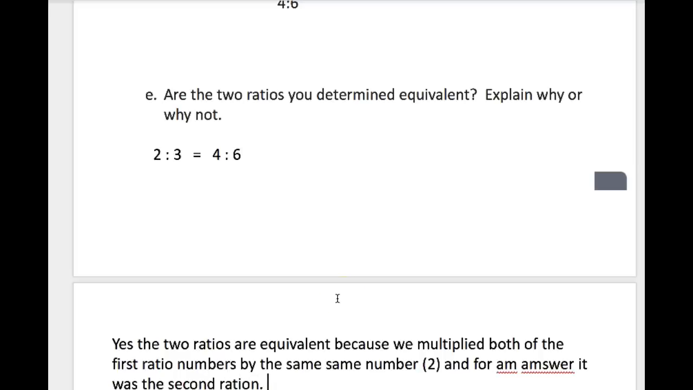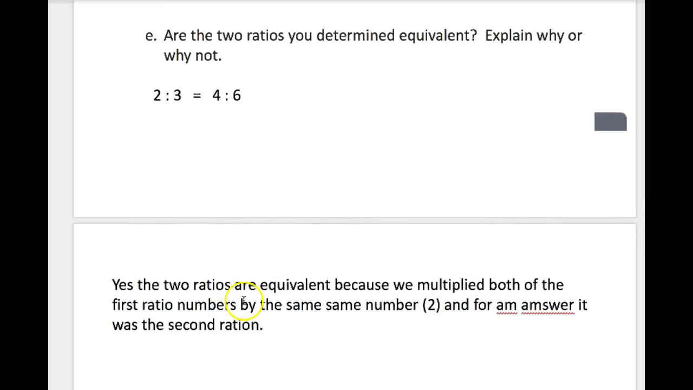Important words that I'm looking to see that you've written is that you must multiply both of the first ratio numbers by the same number, and for an answer, it was the second ratio. If you wrote something close to that, then you did fine. And now you're ready for a quiz.